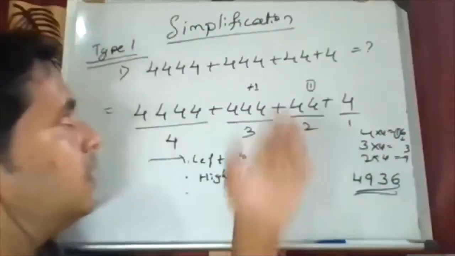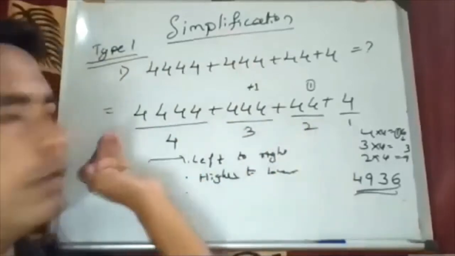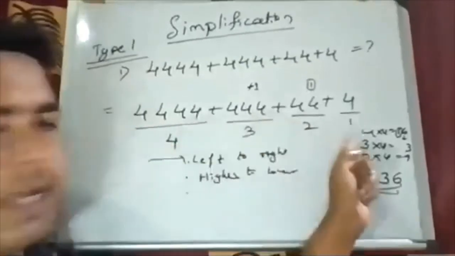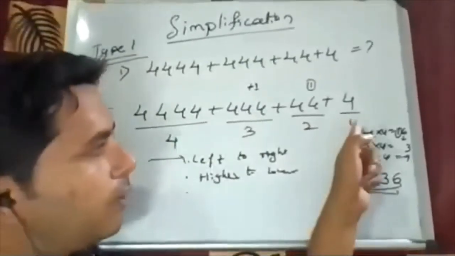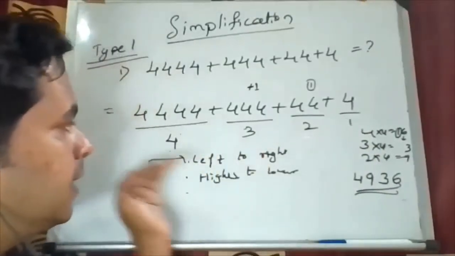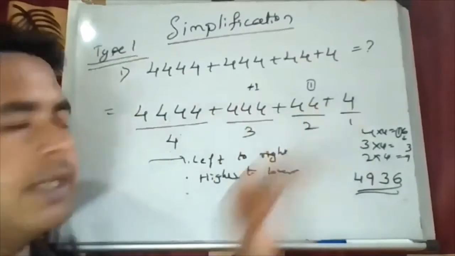It's simple. Instead of writing one by one, just write how many 4s are there and follow the order from left to right and highest to the lowest. It should not come from lowest to the highest. That you have to keep in mind. कैसे जाना है? Left से right जाना है और highest order से lowest तक जाना है.